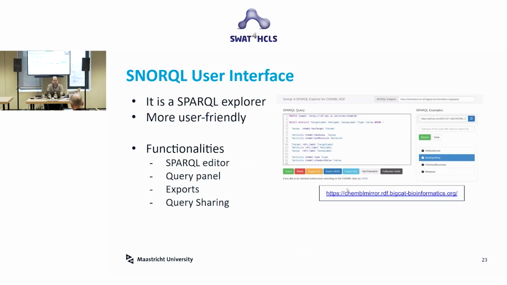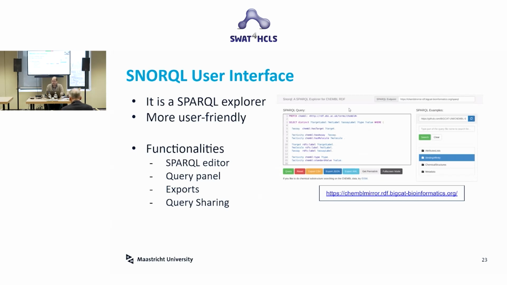So this resource is already available on this URL, kimballmirror.rdf.bigcat-bioinformatics.org. I will give you a bit to just open that link. What you will see when you access this URL is this interface. And this interface is like an application. It's a query interface, allows you to write queries against that triple store, against that database that's storing our RDF data, our graph.